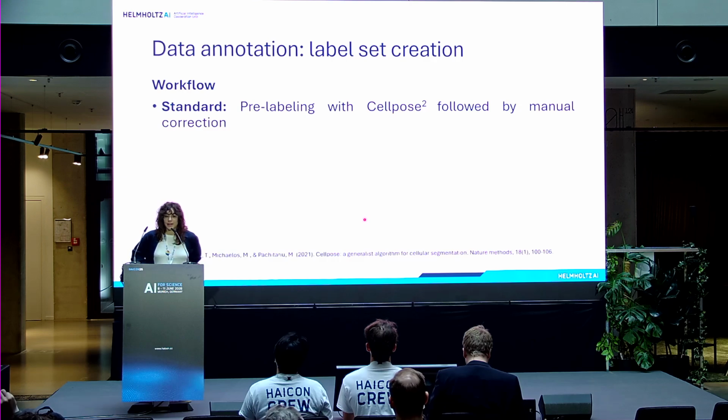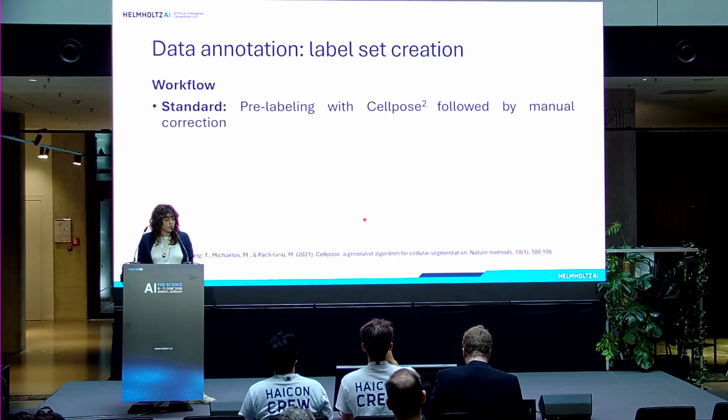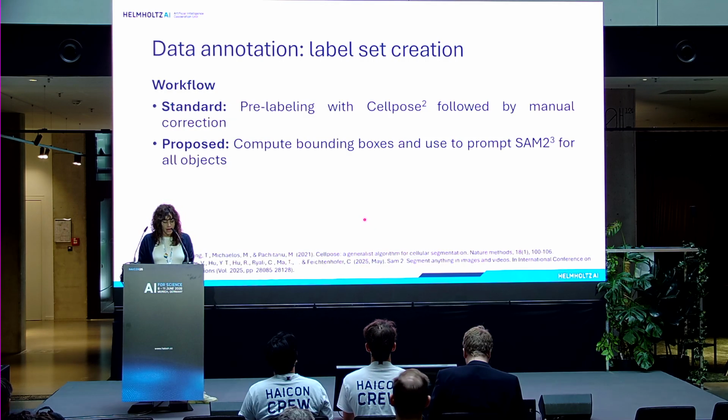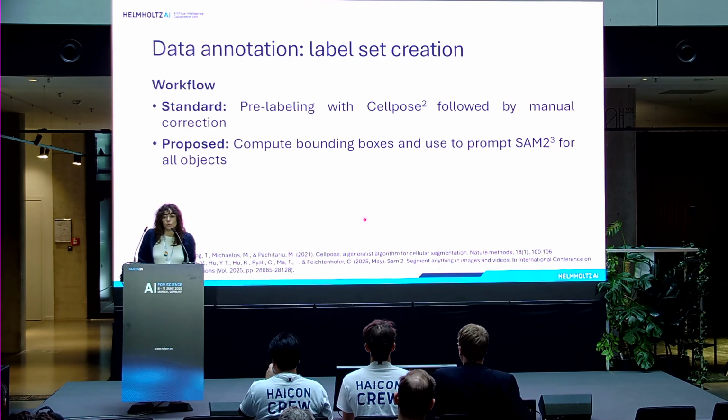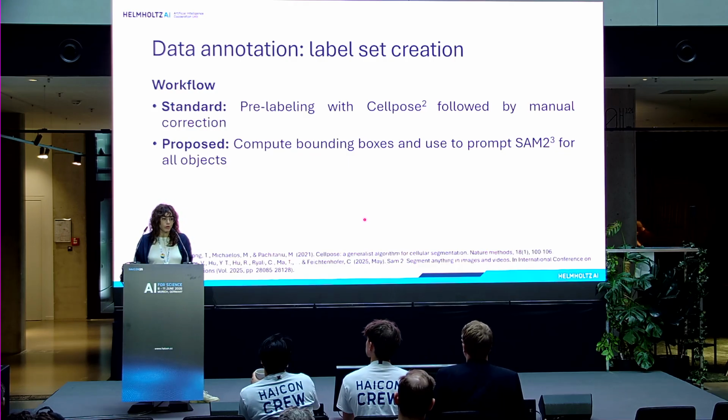as I mentioned, for the standard workflow, we used the tool for annotating our data. This involves pre-labeling with the Cellpose model, followed by manual correction by an expert biologist. In our proposed workflow, we used the masks obtained from the previous step to compute bounding boxes around each single object, and then used these as prompts to the SAM2 model in order to get objects which are all outputs of the SAM2 model.